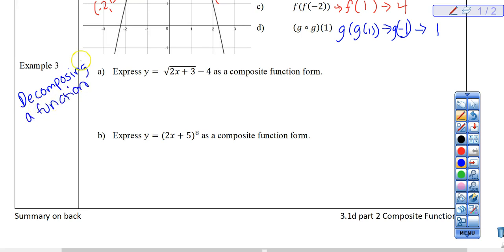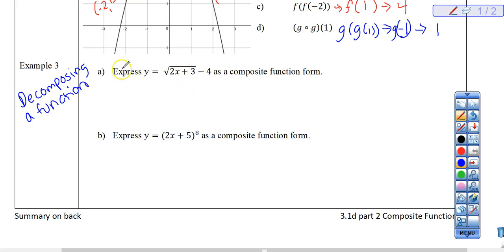To decompose a function, I have to undo what I have been doing. I've been taking two functions and plugging one into another and getting a final function, or a brand new function. Now I'm giving you a final function, and I want you to decompose it and tell me what were the two starting functions. So kind of working backwards here.